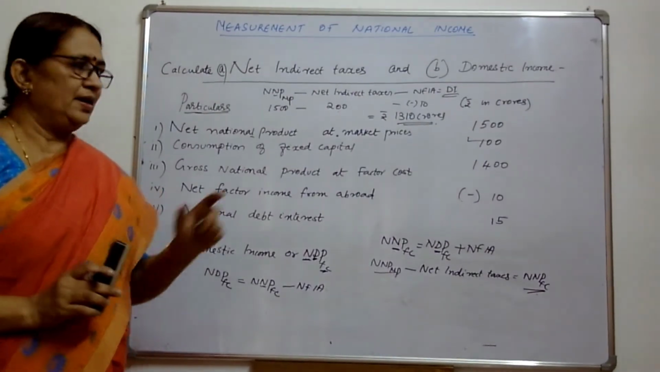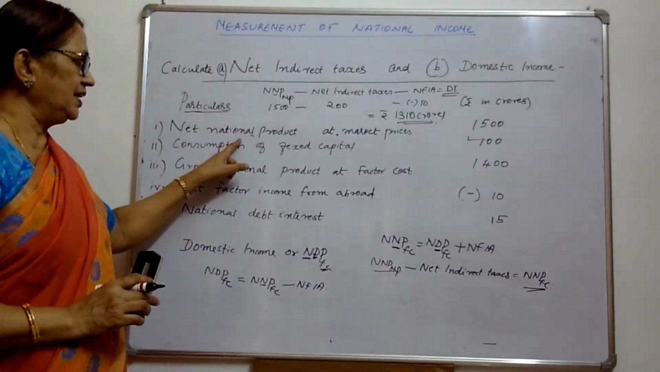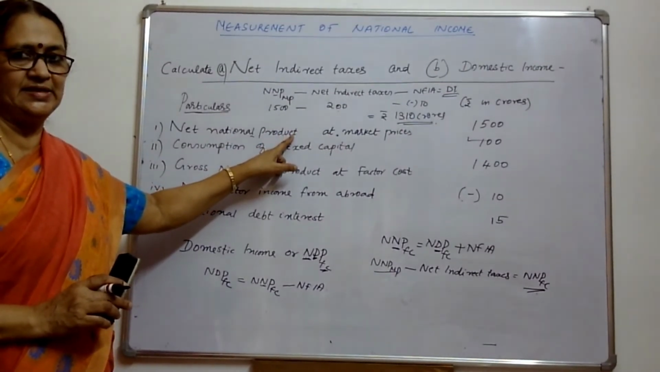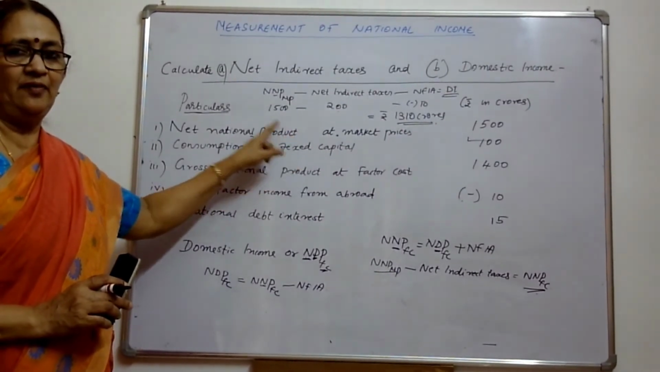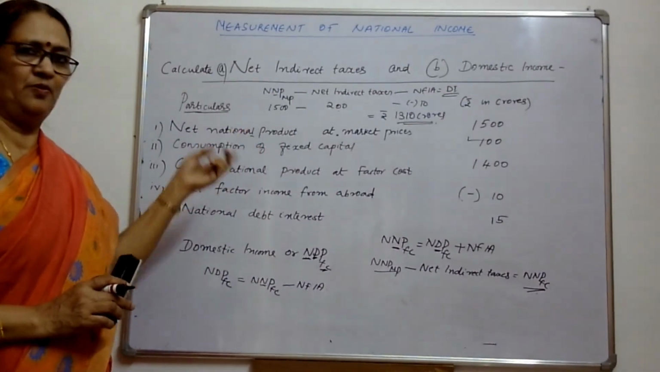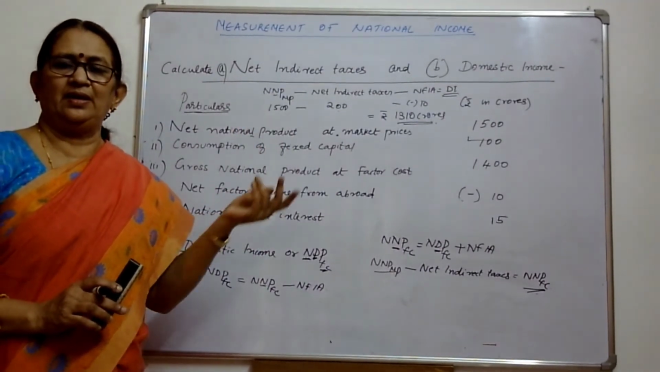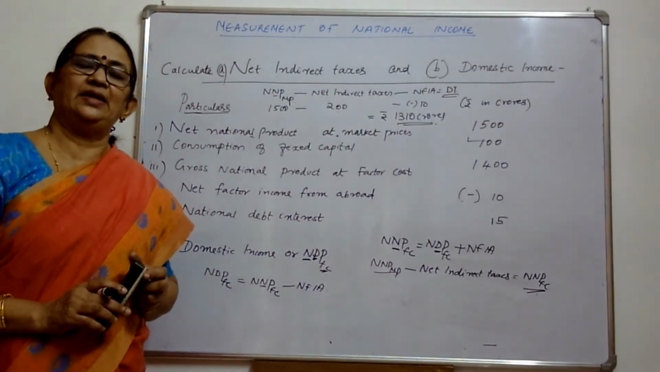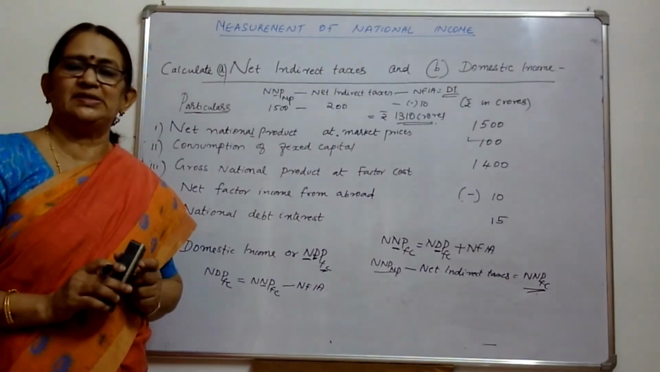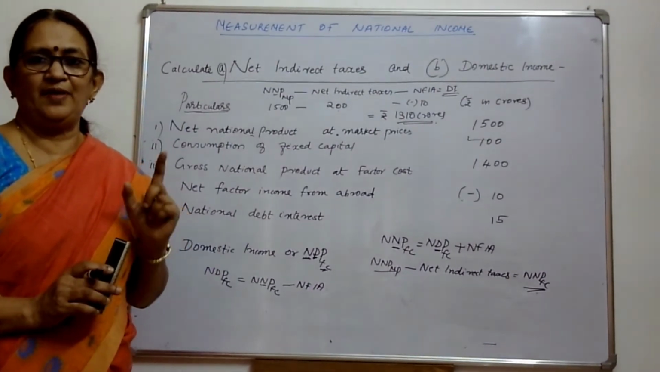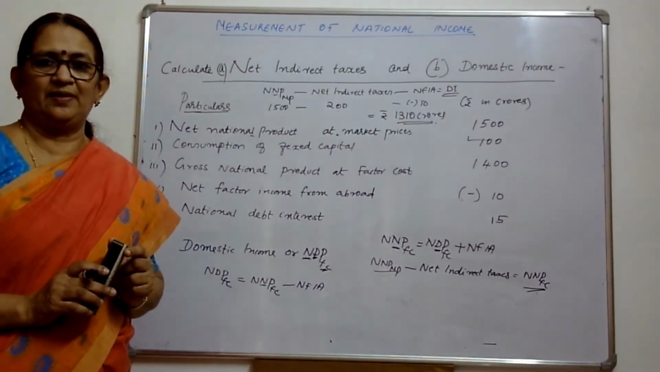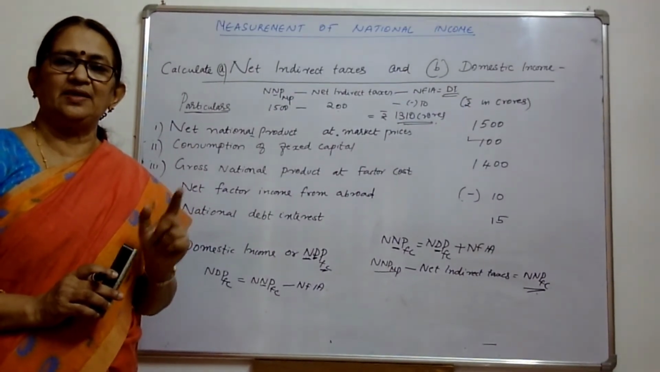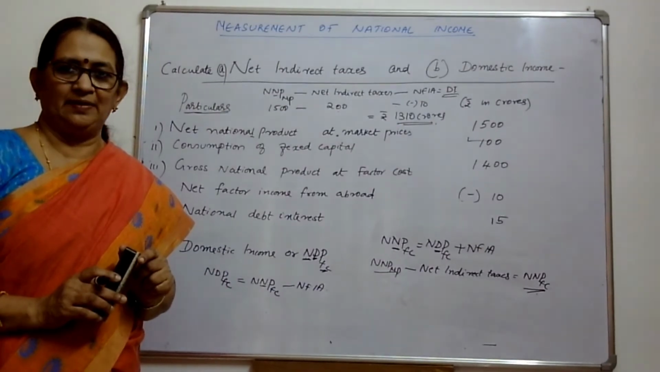So we can calculate domestic income from NNP at market price if the value of net indirect tax is given and if the value of NFI is given. Sometimes, when NFI is 0, the NNP at factor cost and NDP at factor cost values will be the same. If NNP at factor cost is 1000 crores and the value of NFI is 0, national income will be equal to domestic income.